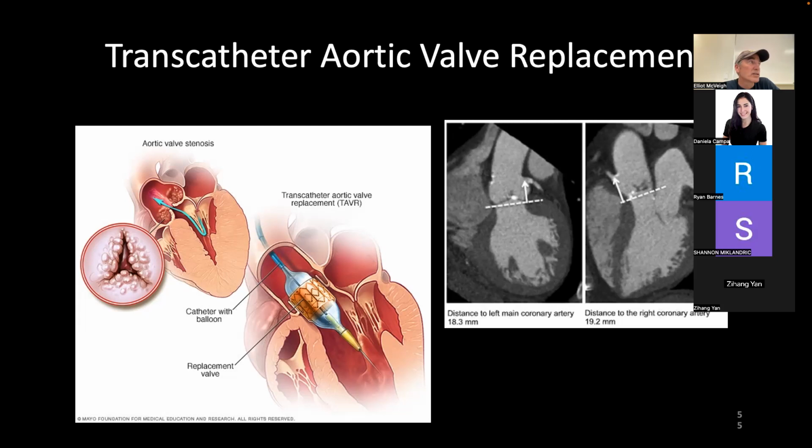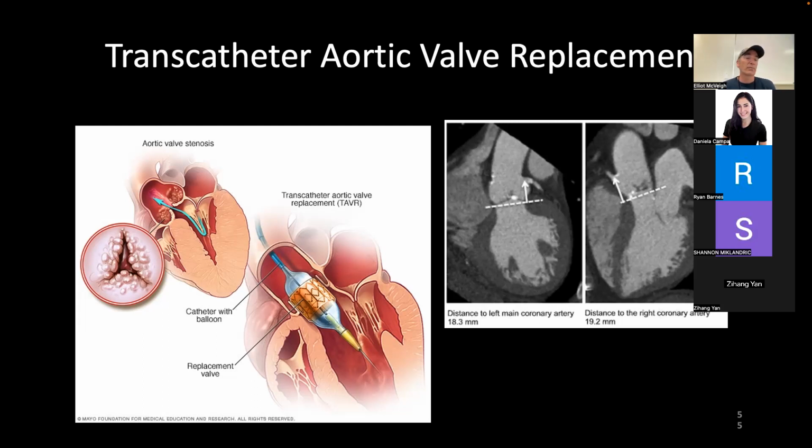You can buy these valves that are made with pig valves, and you crack your chest, you go in there, you stop the heart, you put the patient on bypass, you cut out the old valve and the leaflets of the old valve, and you just sew in this new artificial valve. And that is a very successful surgery, but if you're really old, it's hard on you, right? Because it's a really tough surgery to get through.